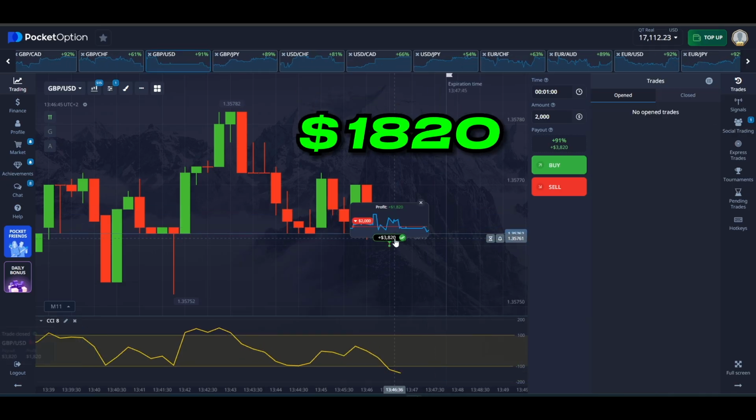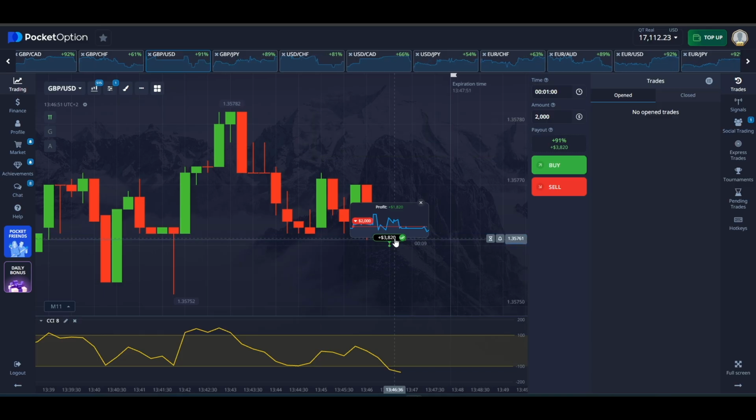A great trade brings me $1,800, and as you can see, in just a few trades I made $17,000, which is more than 50% of my deposit.